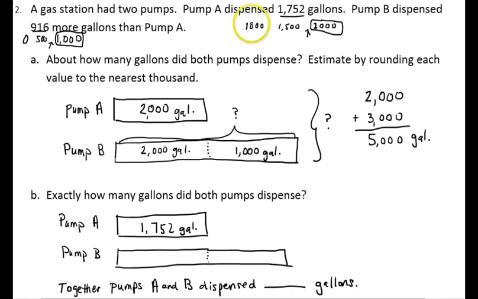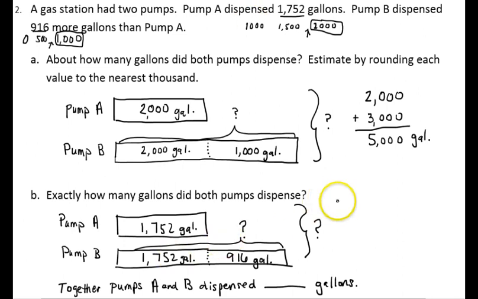So again, we know the part that sticks off is 916 gallons because that's how much more it pumped compared to pump A. If they had pumped the same amount, that would have been 1,752 gallons. And we need to find the total for pump B. And once we find that, we'll find the total for both pumps altogether. So let's add these two parts for pump B. I have 1,752 plus 916.